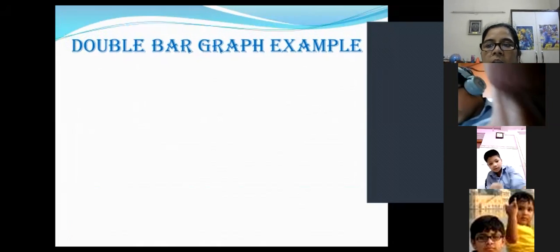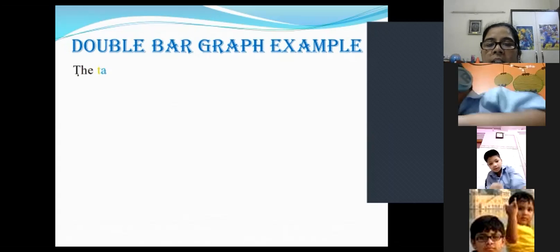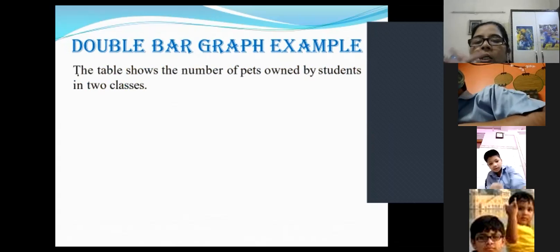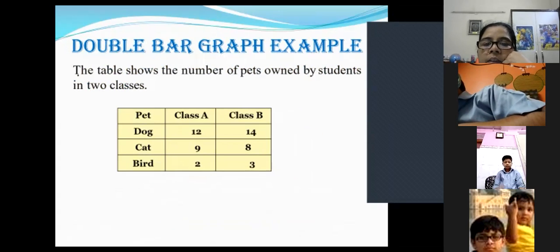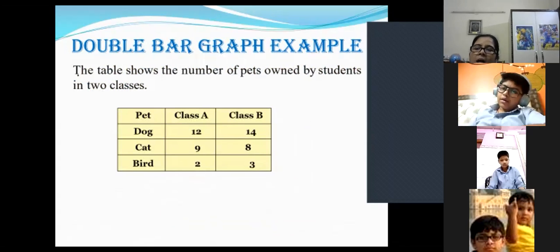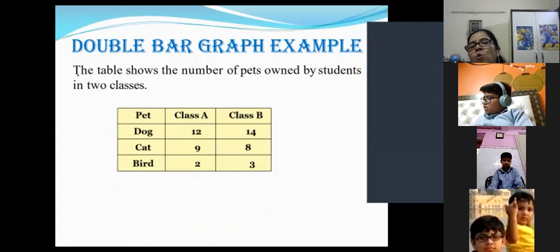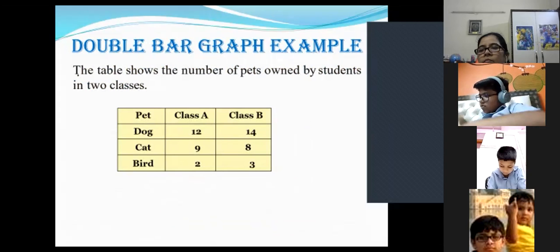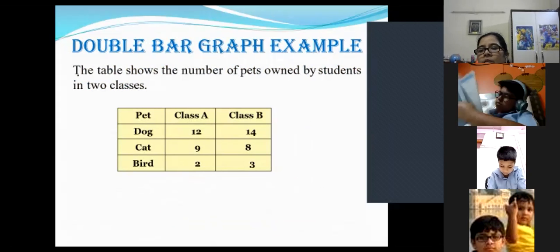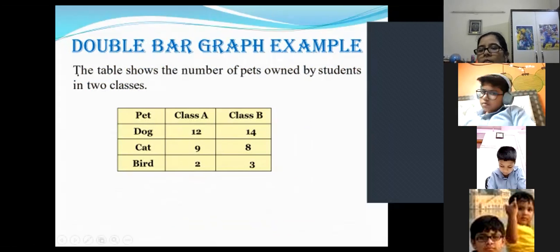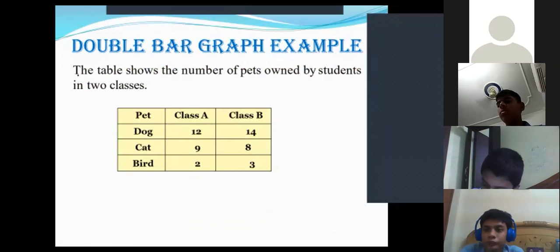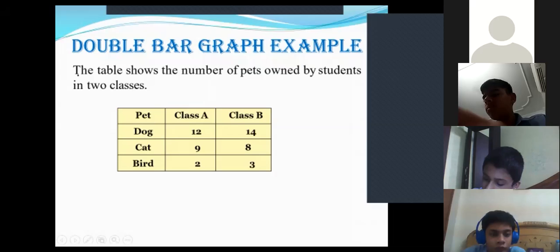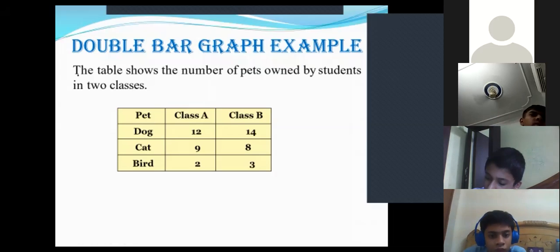मैम ये कंपेयर करने के लिए होता है ना डबल बार ग्राफ? हाँ जी. अब हम कंस्ट्रक्ट करेंगे. ये ड्रॉ करो बेटा, कंस्ट्रक्ट करेंगे. Write this data. Yes, ma'am. Very interesting. Very simple also. I have chosen very simple values. Two classes we are comparing. The number of pets owned by students in two classes. Okay. And can I take the scale 5? Yes, you can take the scale of 5.